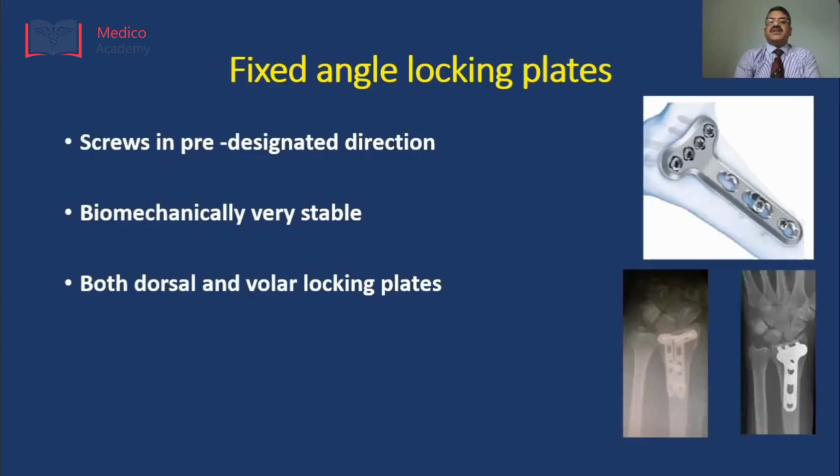Fixed angle locking plates. These are the initial generation of locking plates which had fixed angle screws, in which the screws were inserted in a pre-designated direction only. Biomechanically, these represented very stable fixation, and both dorsal and volar locking plates are available.